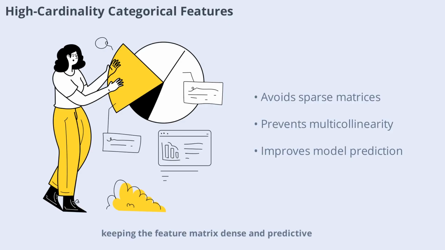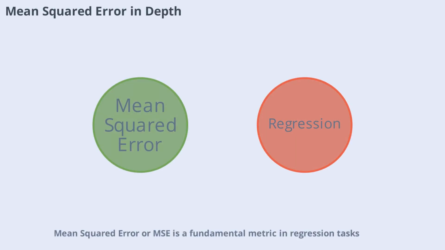matrix dense and predictive. Mean squared error, or MSE, is a fundamental metric in regression tasks. It calculates the average of the squared differences between actual and predicted values. Squaring the errors penalizes larger mistakes more heavily, encouraging the model to focus on minimizing big errors. This makes MSE a sensitive and effective loss function for many regression problems, ensuring that predictions are as close as possible to the real value.